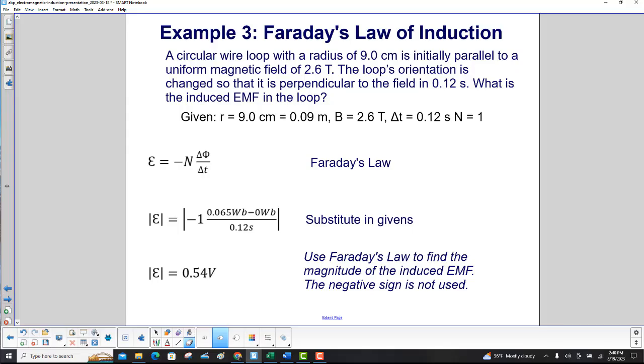We use Faraday's law, which is EMF is minus n, which is the number of loops, times the change in flux over time. We substitute in our givens. We only have one loop, so n is 1. Here's our final flux, initial flux, and time. And we get the absolute value, or the magnitude of the EMF, is 0.54 volts. We're not going to worry about the negative sign here because we're looking for the magnitude, and the sign is part of Lenz's law. That tells us what direction the induced voltage will be. We're not going to worry about that for now.